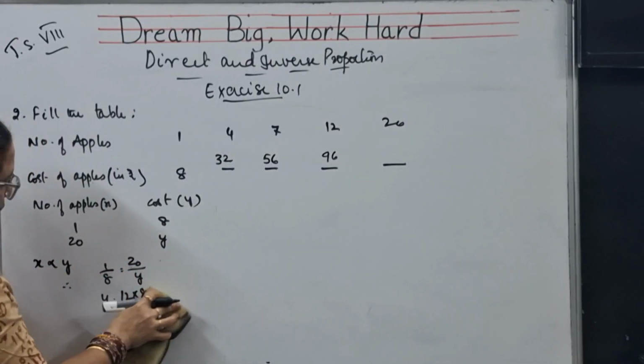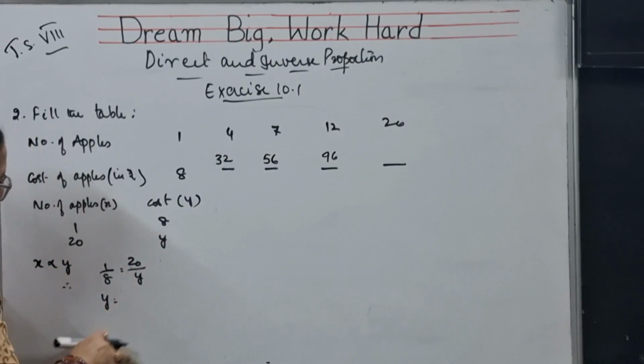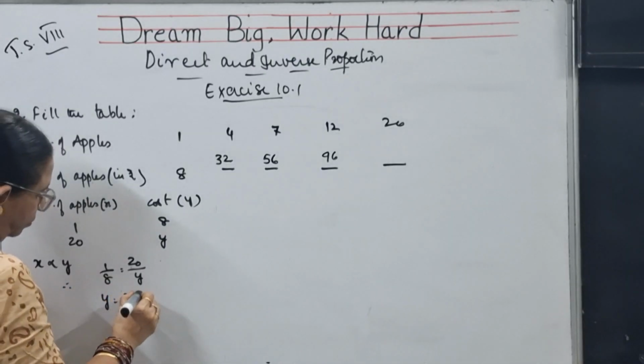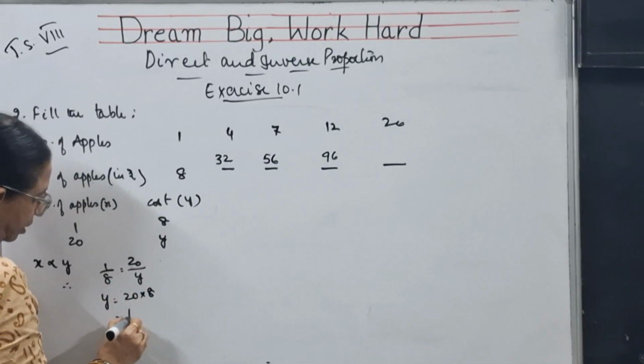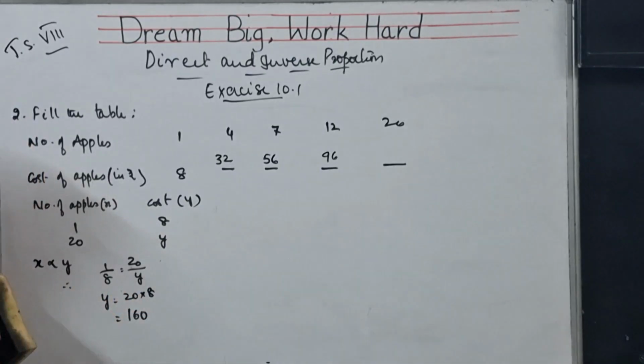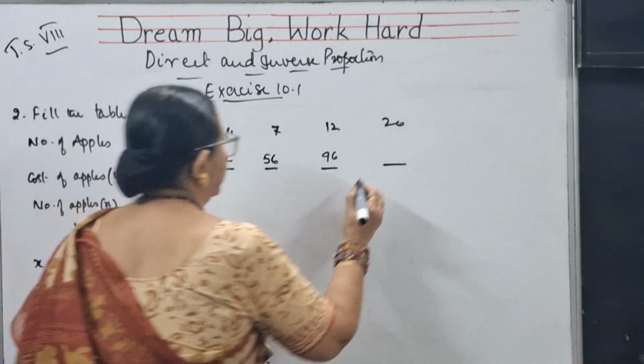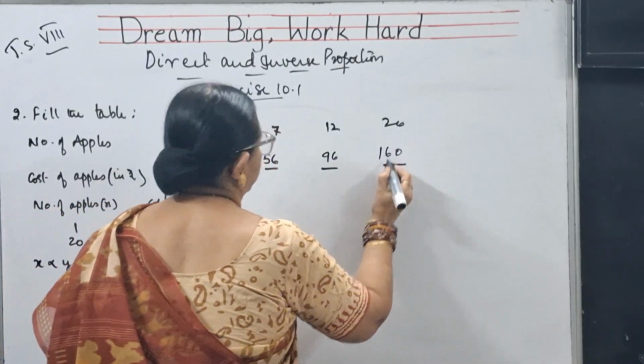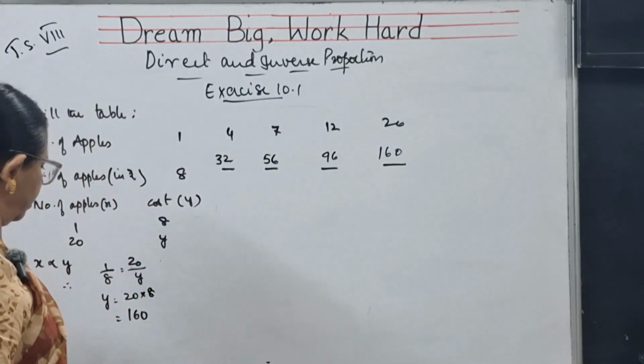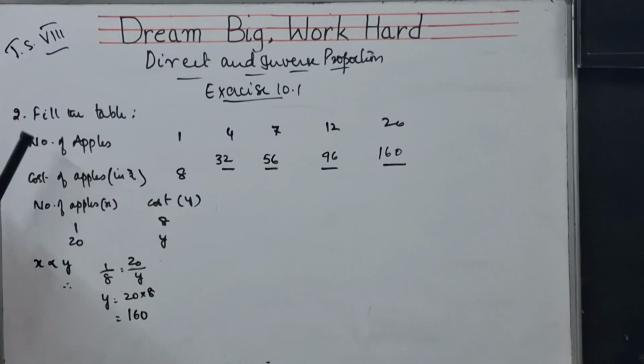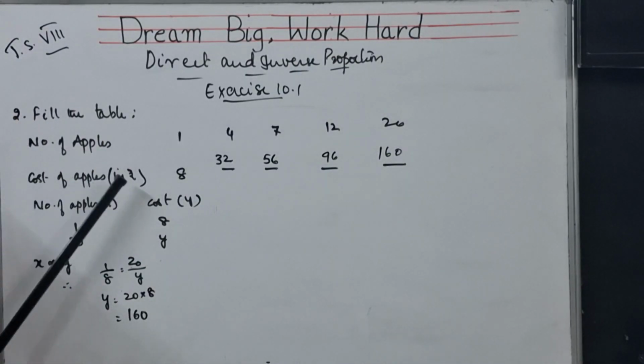So this is y is equal to 20 into 8, that is 160 rupees. So here it is 160. So these are the answers, children. See. Number of apples, cost of apples.